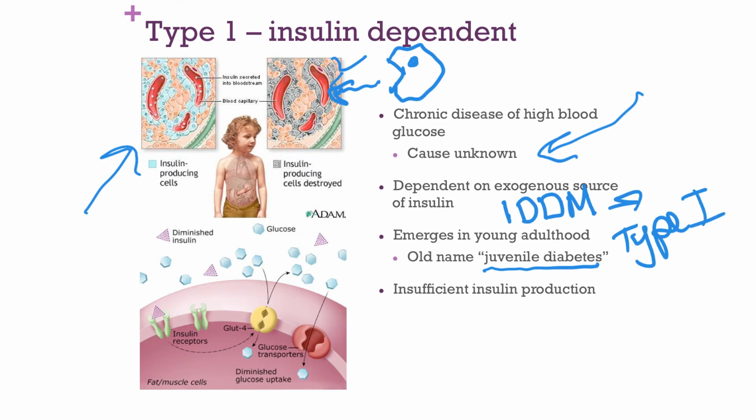So that's telling you that they are dependent upon an exogenous source of insulin. Exogenous means it's created outside of the body. They need to supplement insulin because they cannot make their own.